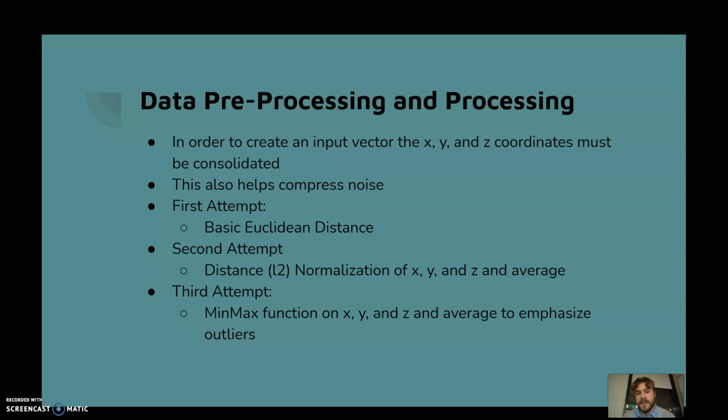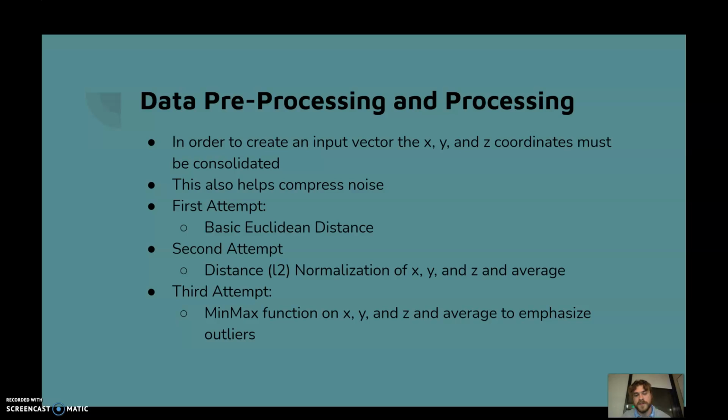So preprocessing and processing. The data preprocessing ended up being one of the most important parts of this project, and was extremely helpful in compressing the noise and making P waves and S waves more distinguishable from the noise. So the input vector, of course, also has dimension constraints that the initial data doesn't. So we need to consolidate the X, Y, and Z coordinates.